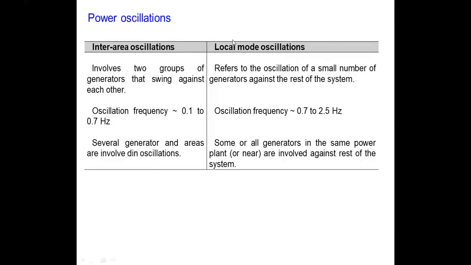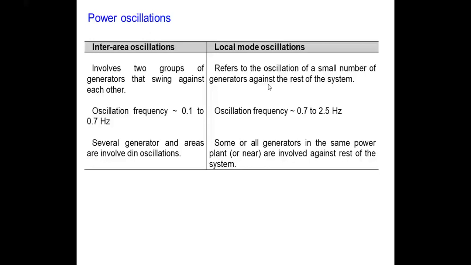Because when you say local, that means observed in the generators locally. So that means we have the oscillation in a smaller number of generators, but it will be against the rest of the system. So we have a few sets of generators oscillating against the rest of the system, against all other generators, I mean. So it is not an area defined now.